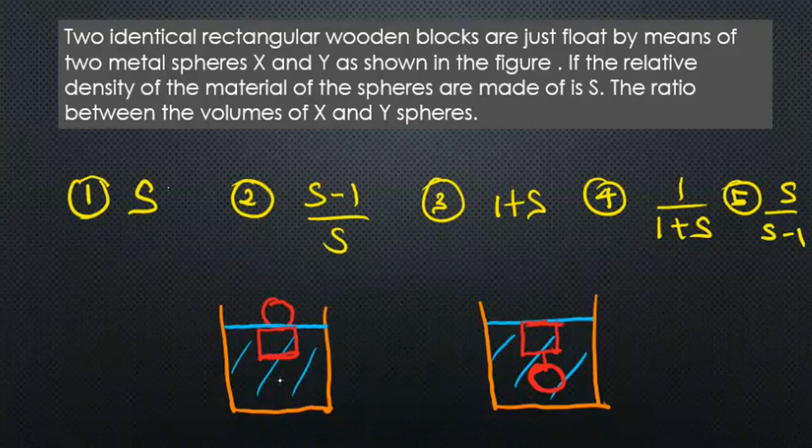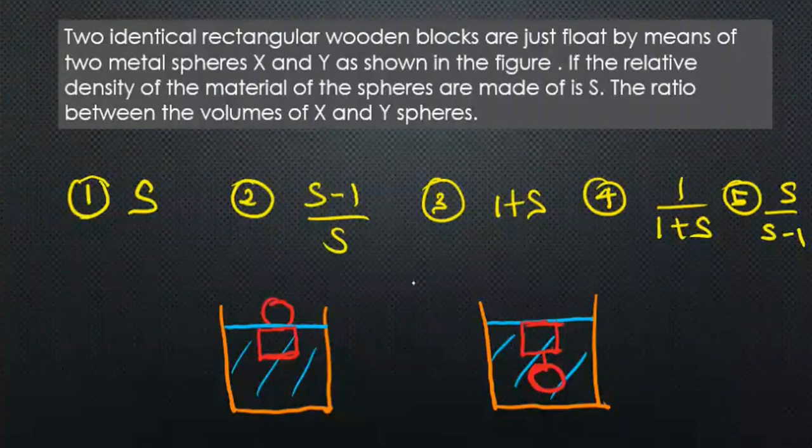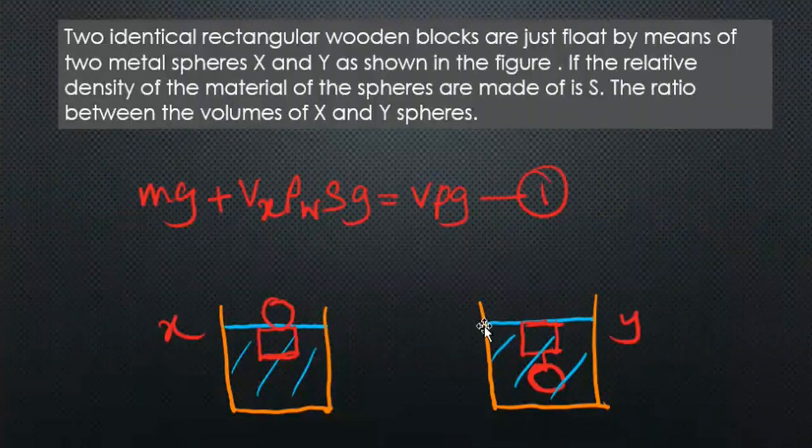Right, two identical rectangular wooden blocks are just floating. Just floating, that means completely immersed and floating. We are given the relative density, that is S, and we need the ratio between the volumes of x and y. This is x and this is y. So we know the equations we need now.